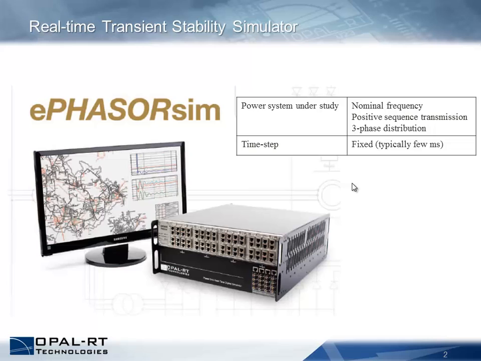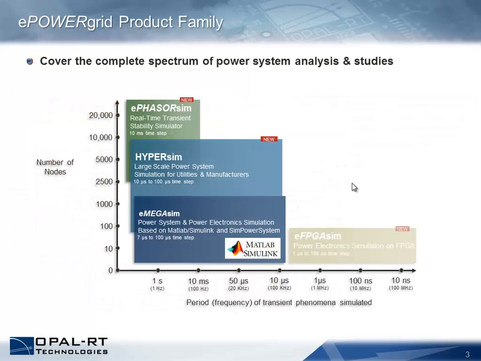In the case of ePHASORsim, as the name of the product itself says, we're dealing with phasors. We're dealing with simulations around the nominal frequency. So we're studying electromechanical transient stability phenomena. And for that, we have a simulation time step of a few milliseconds, not microseconds as you would have for electromagnetic transient, or faster than that for switching studies. In this case, we're talking about milliseconds. On the other hand, we're talking about a large number of nodes in your system.